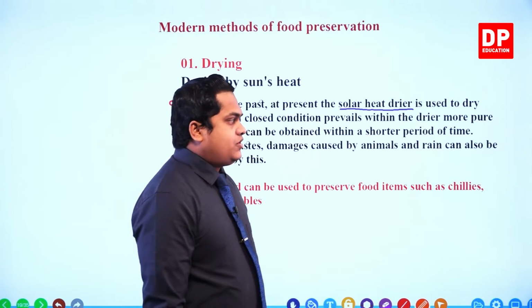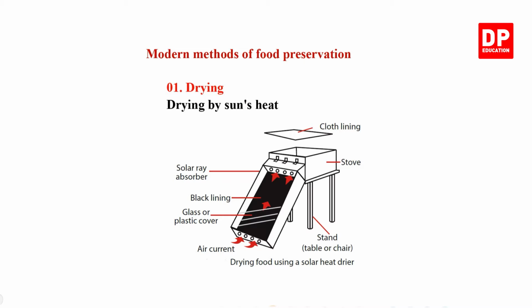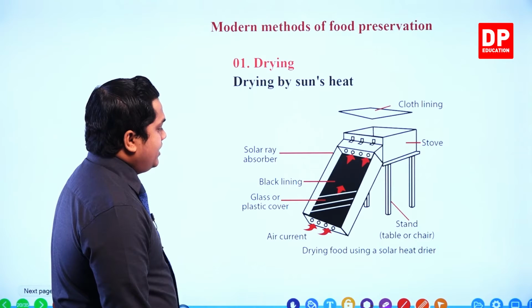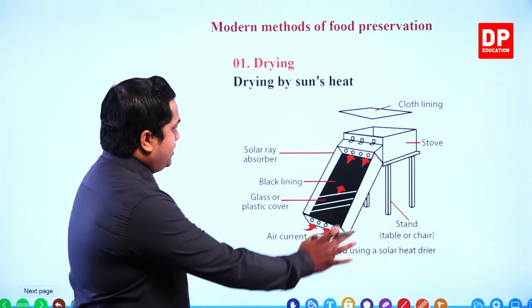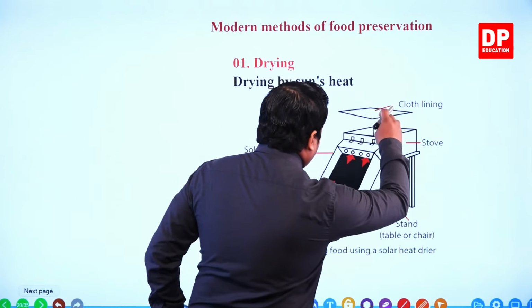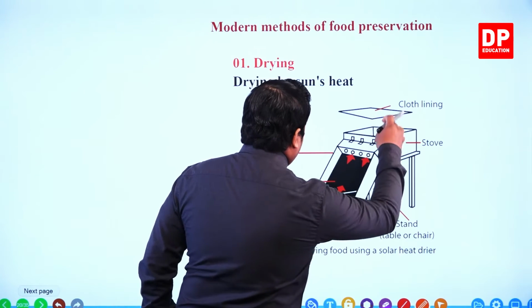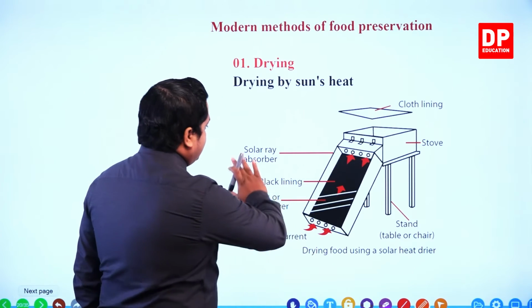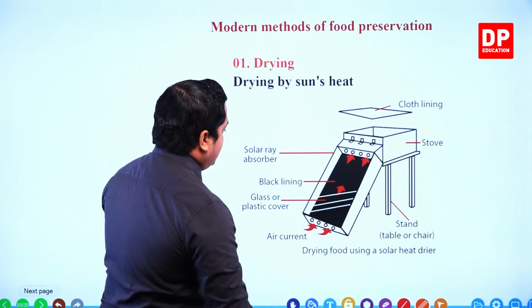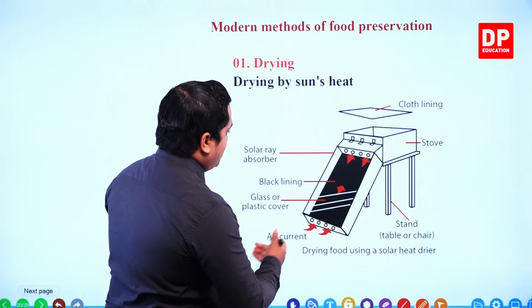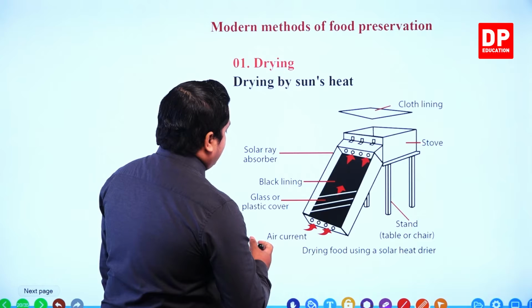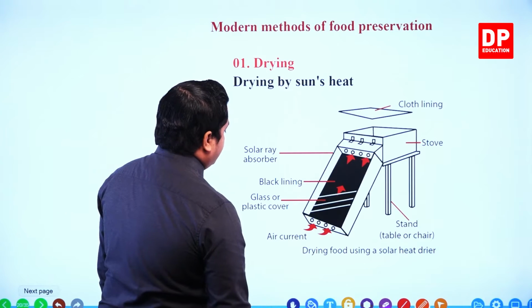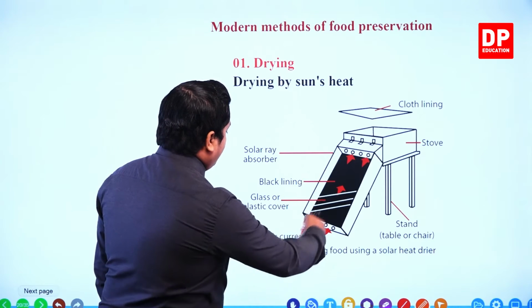So now let's see what this solar dryer is. This is the solar dryer, my dear children. It's really simple. You take this and insert all the necessary things into the stove. This is the solar ray absorber. Then there is a black lining to absorb solar radiation. Then a glass or plastic cover can be observed. Then air currents are coming from here to there.